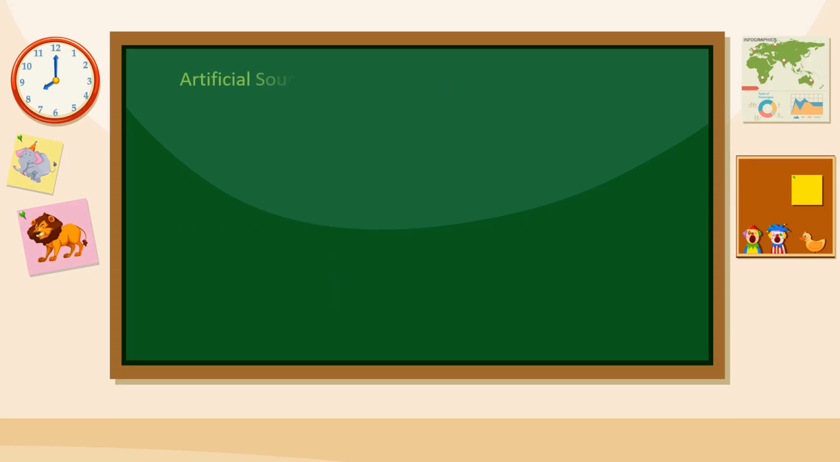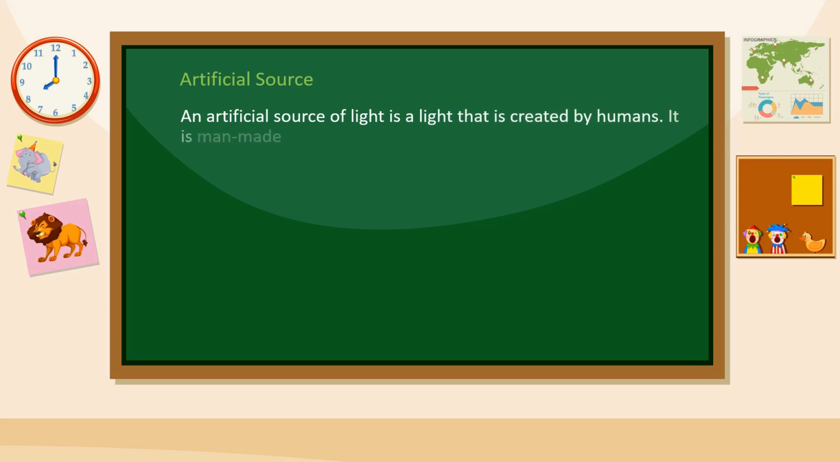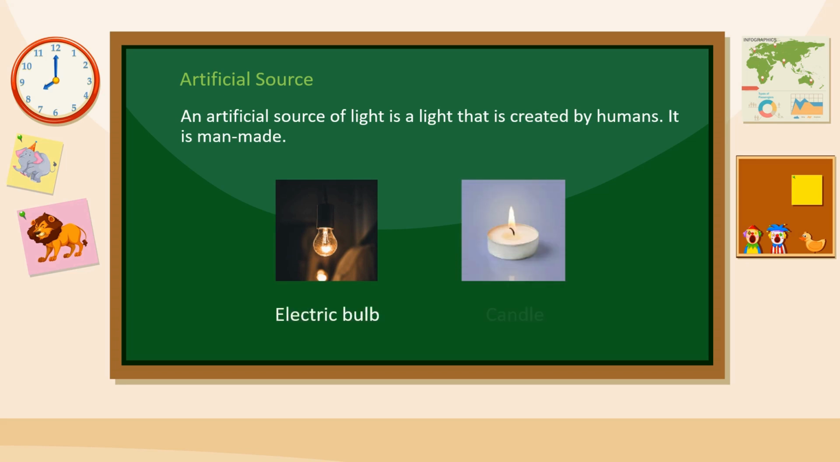Artificial source. An artificial source of light is a light that is created by humans. It is man-made. Electric bulb. Candle.